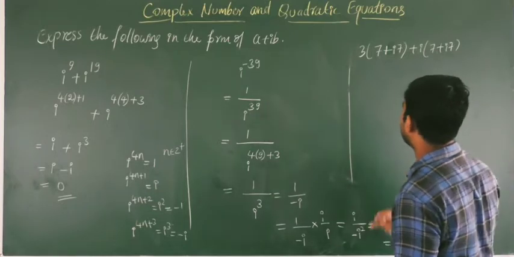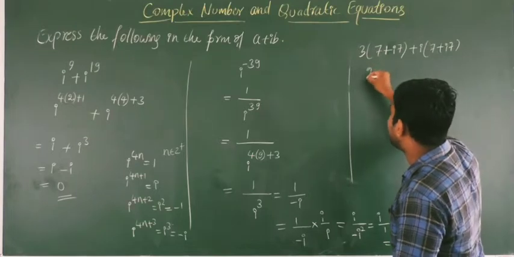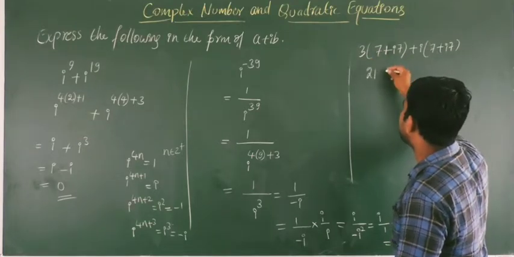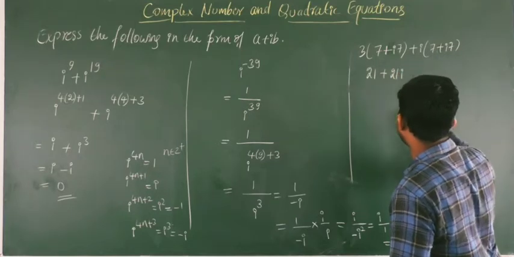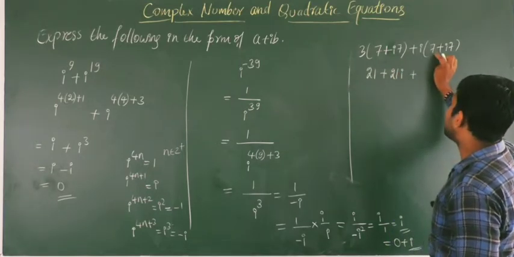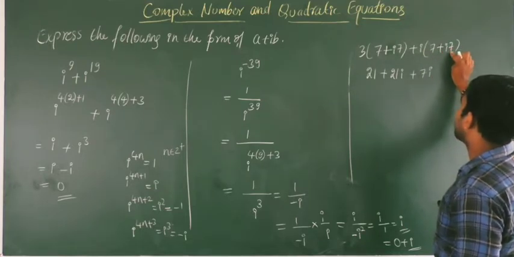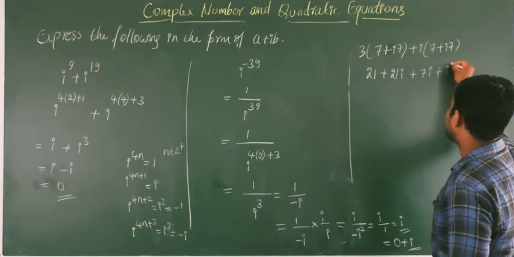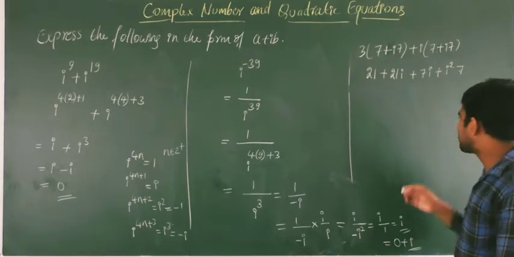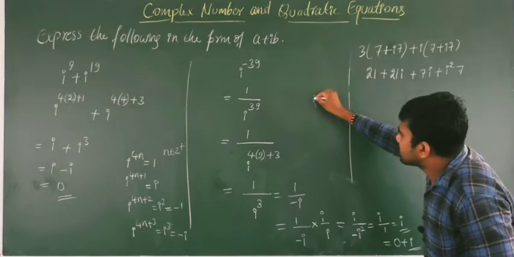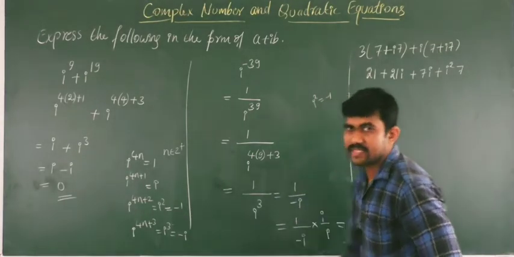See, if you multiply directly, what do you get? 3 7s are 21. 3 into 7i again 21i. Similarly, i into 7 is 7i. And i into 7i is i square times 7. But we know the i square value is always equal to what? Minus 1. i square is equal to minus 1.